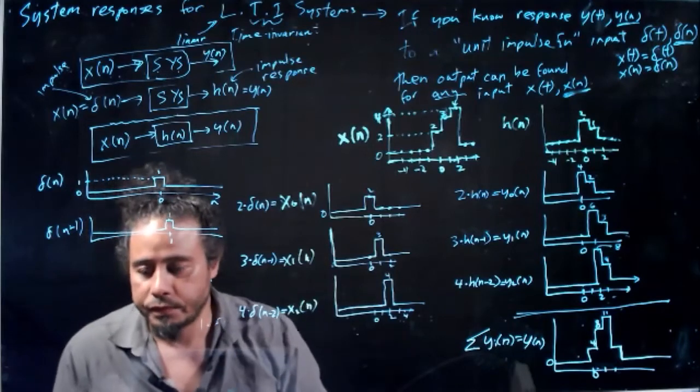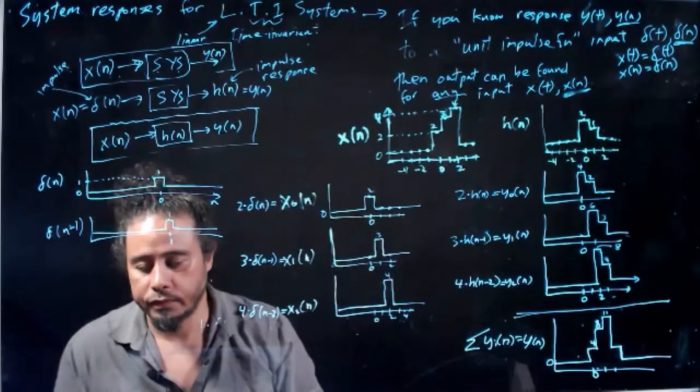Okay. I have a question. For h of n, could you explain how you got it again? Was it just given to us?